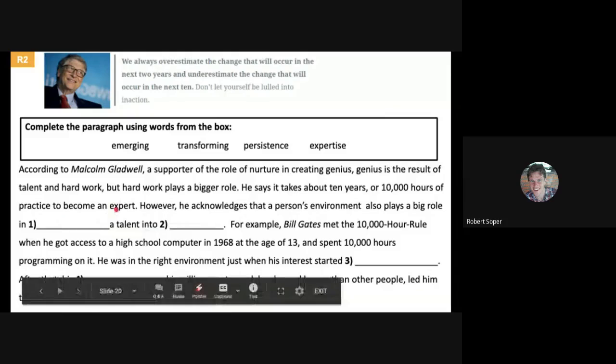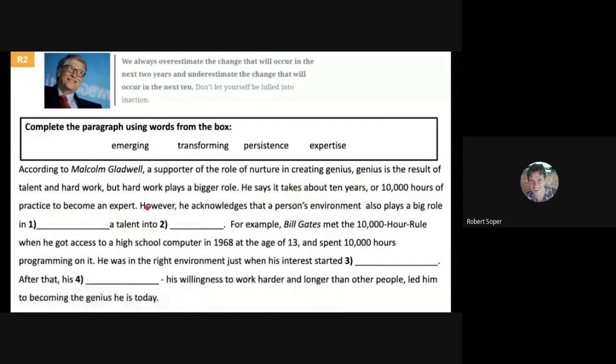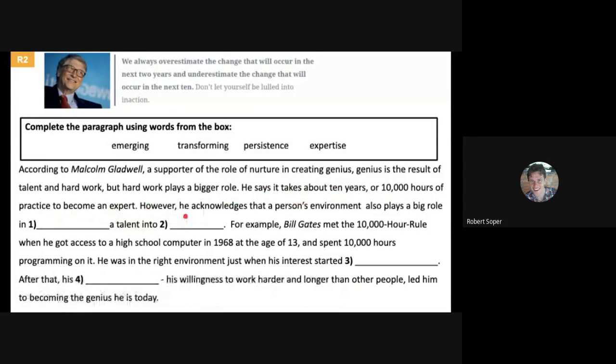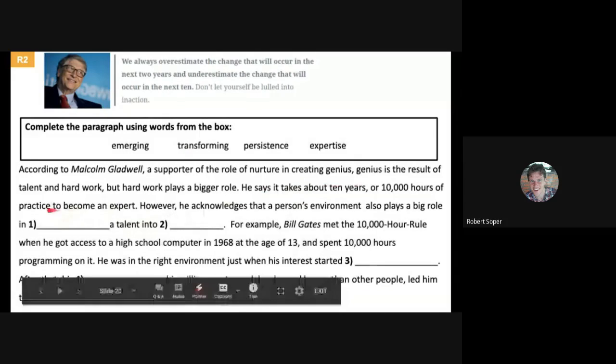Okay, good. So, number one here: plays a big role in transforming a talent into expertise. The correct word here was transforming. This was a bit tricky because it was operating as part of a gerund in this sentence structure.